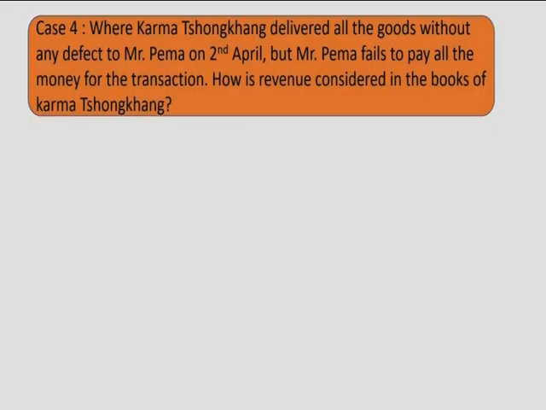Now the fourth case, where Karma Hong Kong delivered all the goods without any defect to Mr. Pema on 2nd April, but Pema fails to pay all the money for the transaction. How is the revenue considered in the books of Karma Hong Kong? Now opposite here. You see, Karma Hong Kong has given everything. He has delivered the laptop and the headphones without defects to Mr. Pema. Pema has received the goods, but Pema did not pay the money to Karma Hong Kong. How are you going to recognize this revenue?